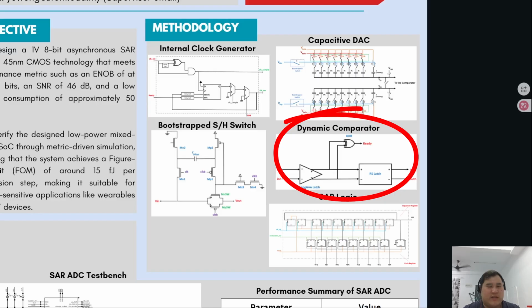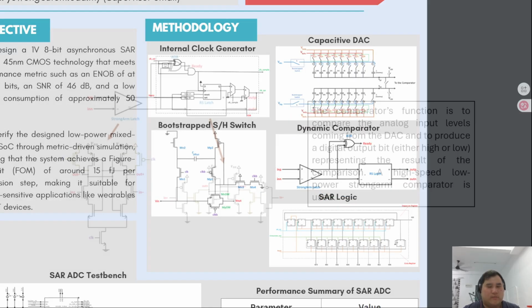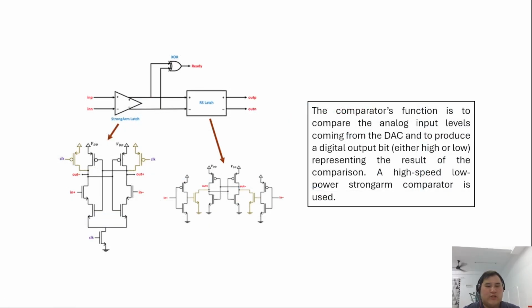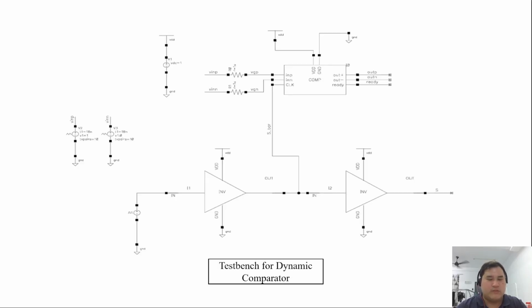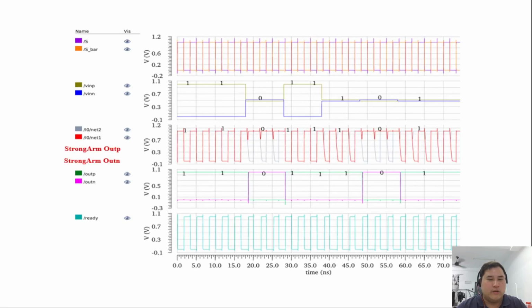The fourth circuit design is the dynamic comparator. The comparator's function is to compare the analog input level coming from the DAC and to produce a digital output bit, either high or low, representing the result of the comparison. A high-speed, low-power StrongARM comparator is used. This is the low-level and top-level schematic of the dynamic comparator. This is the test bench for the dynamic comparator. This is the corresponding transient response of the dynamic comparator test bench.